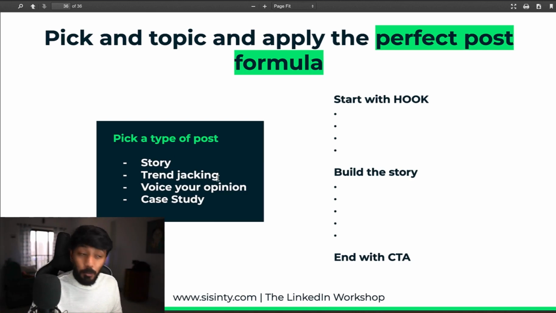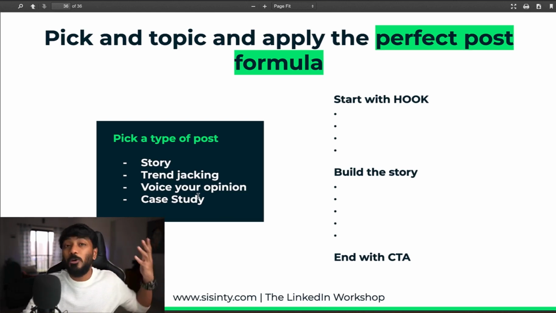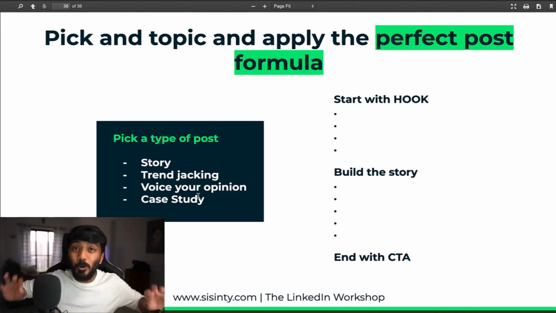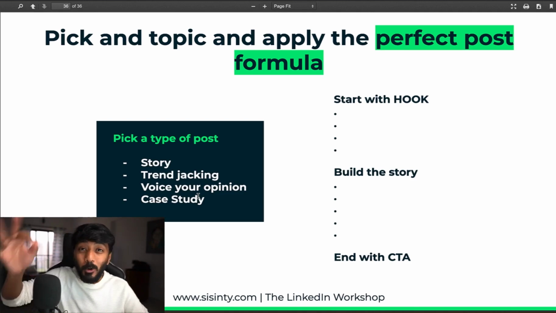The kind of post that you can do is a story post, which I would say go ahead and try. If you have not created content before on LinkedIn, try a story post. Try to trend jack a content piece. Voice your opinion or do a case study. I've told you about multiple ways of creating content. Pick up any of these. Create your first piece of content with the perfect post formula and post it on LinkedIn.